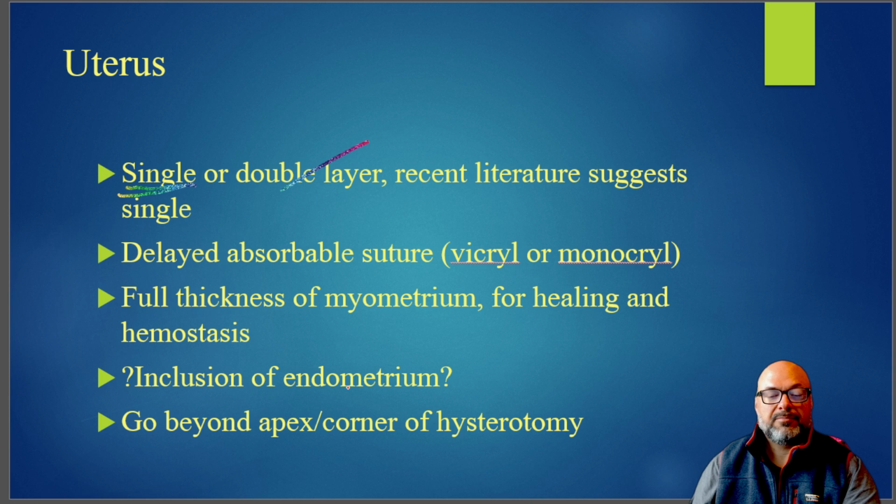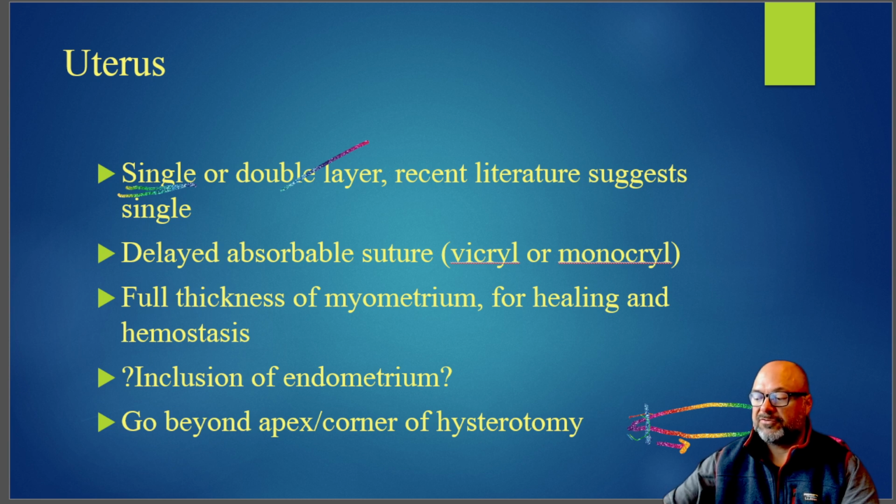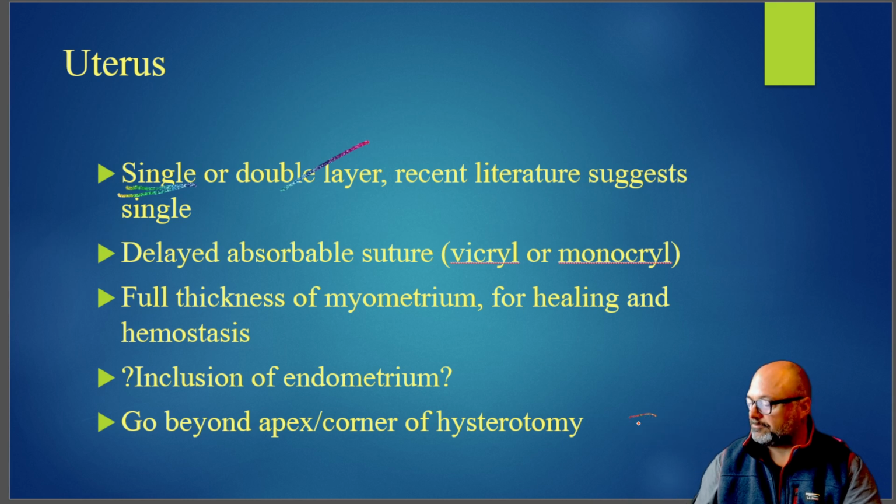When it comes to including the endometrium, and we'll look at this in a diagram in a second, getting a bit of closure through the endometrium is fine. You do want to make sure that you get beyond the apex or the corner of the hysterotomy. So if this is our hysterotomy here, we don't want our first suture to be here and then start working our way over, because this area of cut myometrium that is not being compressed by a suture could be an area of bleeding.